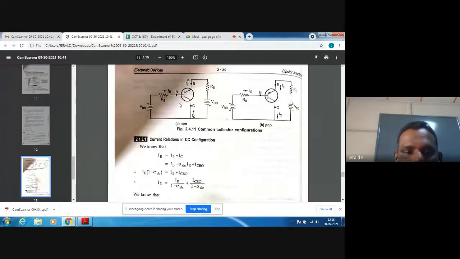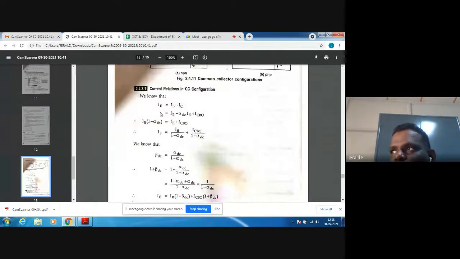So what is the formula? You know that IE is equal to IB plus IC. At the end, IE is equal to IB plus IC, and the IC value is alpha DC IE plus ICBO, a negligible leakage current. You can write the formula once again. Okay, IE is IB current plus IC current.